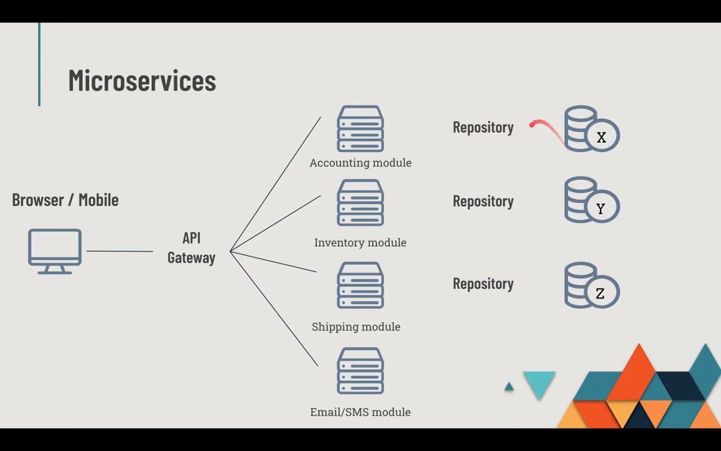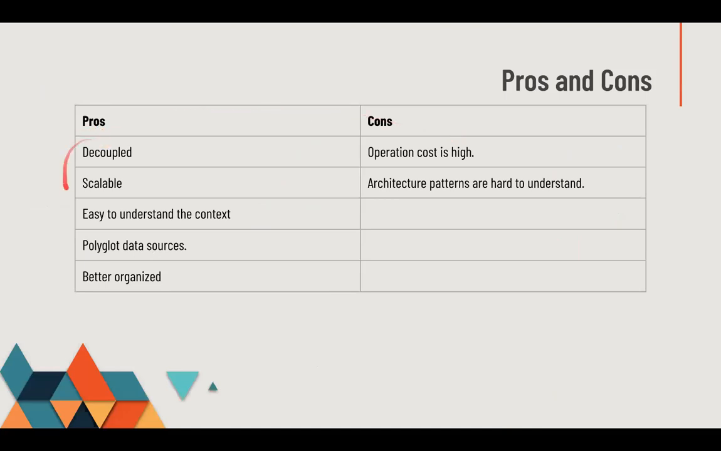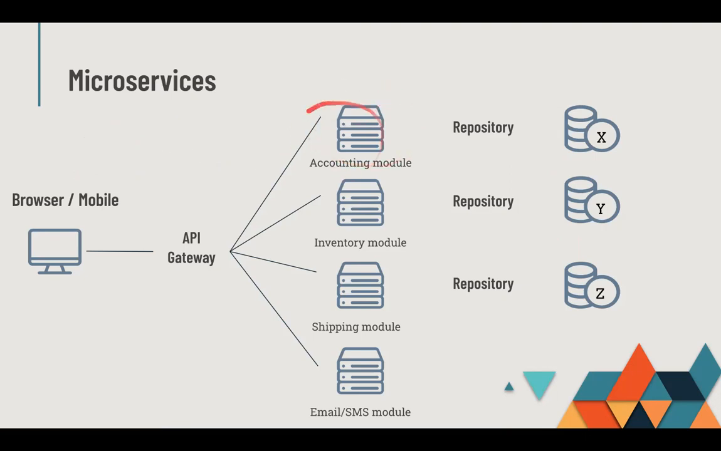Let me explain. Let's see the pros and cons, and while we are discussing, we'll see why these XYZs are important. The pros: first thing is, yes, decoupled. You can see the accounting module and the inventory module are now two different modules. Whenever they want to share some information, it should be handled by communicating between the accounting module and the inventory module.